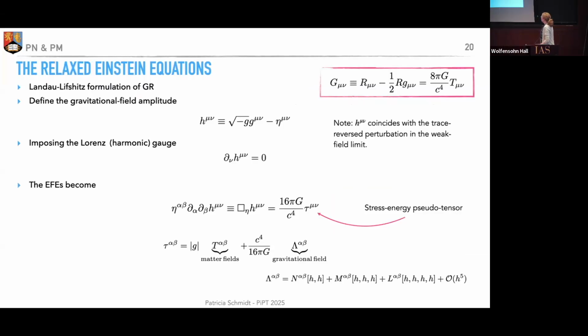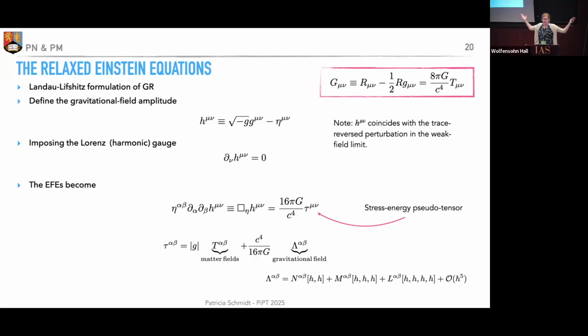Now, the natural starting point is not the linearized field equations in this case, but people start from the relaxed Einstein field equations, also known as the Landau-Lifshitz formulation of general relativity, where we define a gravitational field amplitude, which we also call h mu nu. You sometimes see a slightly different letter in the literature. It's a definition in that way. So we have here the determinant of the covariant metric, and then we have the contravariant metric minus a Minkowski-like auxiliary flat space metric here.